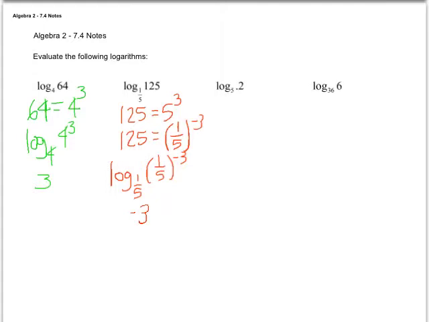All right, let's look at the next one. So I've got log base 5 of 0.2. Oh boy, so what is 0.2?